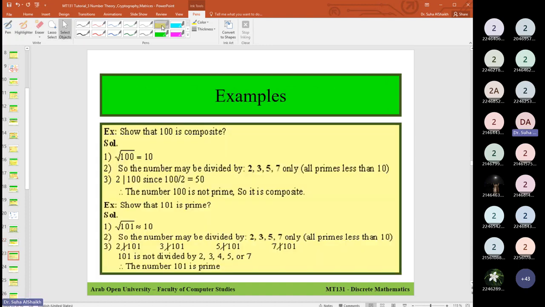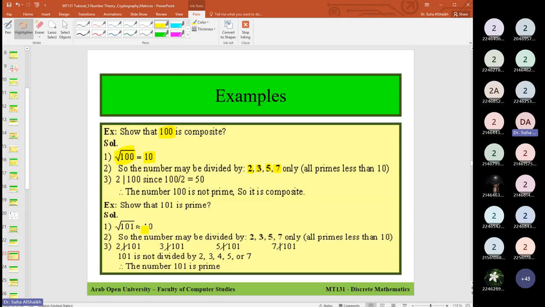Here we have this example. 100: show that it is composite. Step 1, we find the root of 100, which is 10. Step 2, list all the primes less than or equal to 10. They are 2, 3, 5 and 7. These are all the primes that are less than 10.